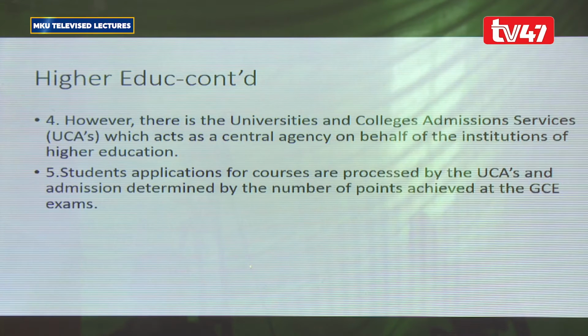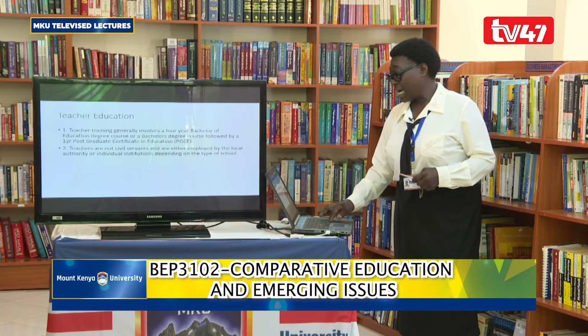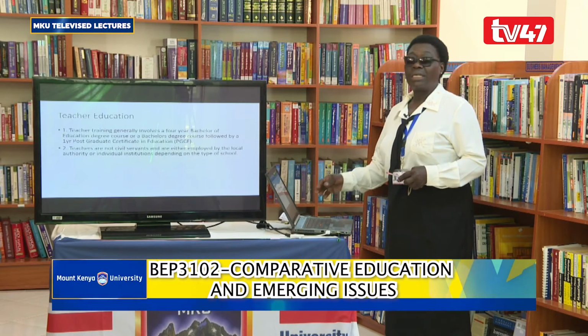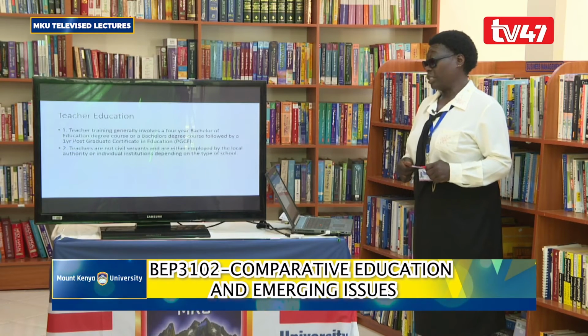The admission is determined by the number of points achieved at GCE. This time around, KUCCPS is admitting students who have scored C+ and above to universities, then below that to diploma colleges, and below to TVETs and polytechnics. And the number of points, of course, determines the course the students take in those institutions.